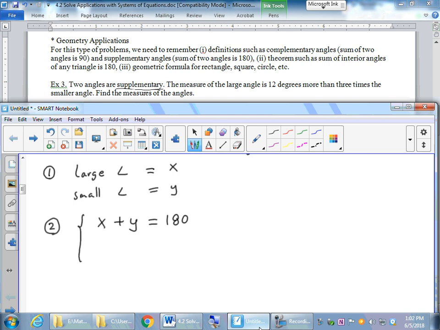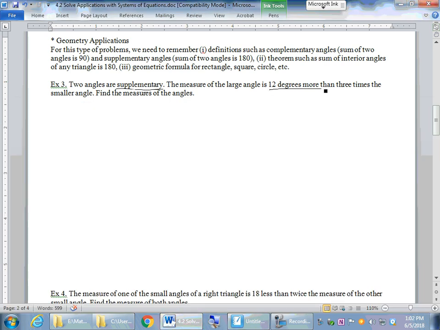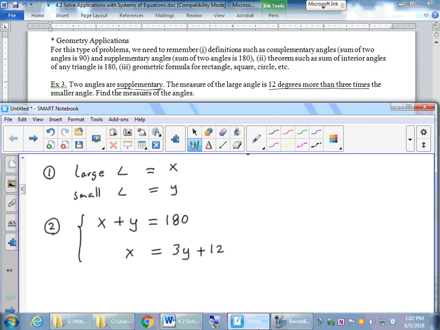How do I set up the second equation? And it's said that the measure of the large angle is, so that means the measure of the large angle is equal to 12 degree more than 3 times the smaller angle. So 3 times the smaller angle and then 12 degree more. So that is another sentence that allow us to set up the equations right here. So now we can use this to solve for it.